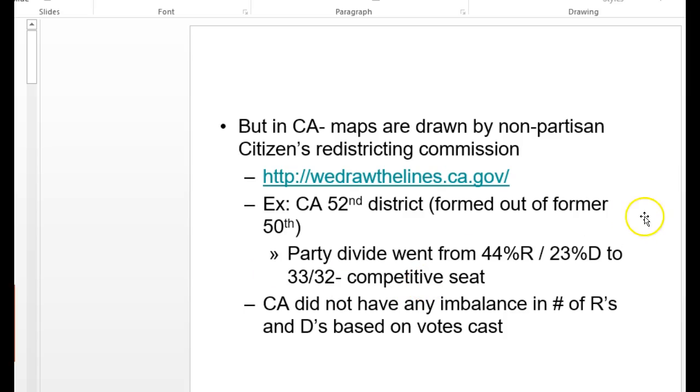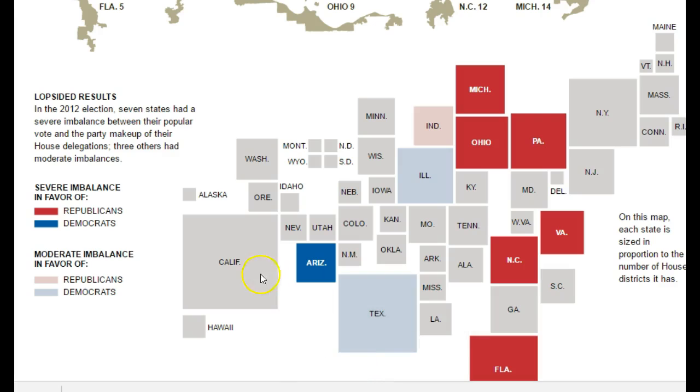Now in California, we shifted to a process in which the maps are drawn by a nonpartisan Citizens Redistricting Commission instead of by the legislative branch. And so we can see that in the state of California, we ended up without any kind of an imbalance, even though the Democrats would have been able to do it if they had controlled the maps, because we had turned it over to a Citizens Redistricting Commission. There was not an imbalance.